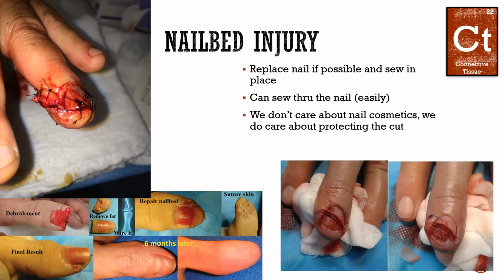The needles that we are given very easily go through fingernails. Do not hesitate if you need to do so. We don't care about nail cosmetics. You can see in the picture at the bottom that these nails actually come back together pretty nicely most of the time, especially the younger the patient is. So protect the cut. Don't be afraid of them, I guess. Don't pull off the fingernail just because it looks pretty. Don't do that. That's very old school.